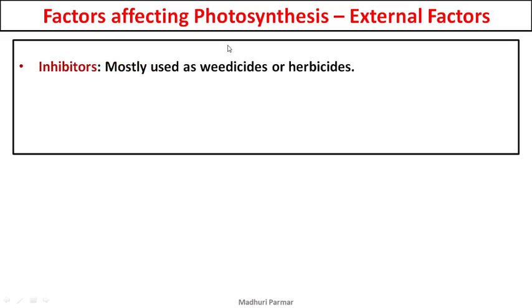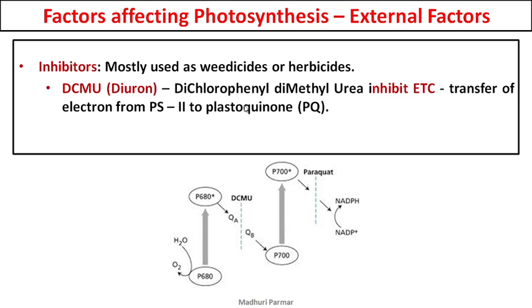Then there are some inhibitors which can affect photosynthesis. Mostly weedicides or herbicides that are used may affect photosynthesis. An example is DCMU. DCMU is also known as diuron. Its full form is dichlorophenyl dimethyl urea. So you can just draw a structure of urea and substitute it with dichlorophenyl and dimethyl, and that is the structure of DCMU. This DCMU inhibits the electron transfer.